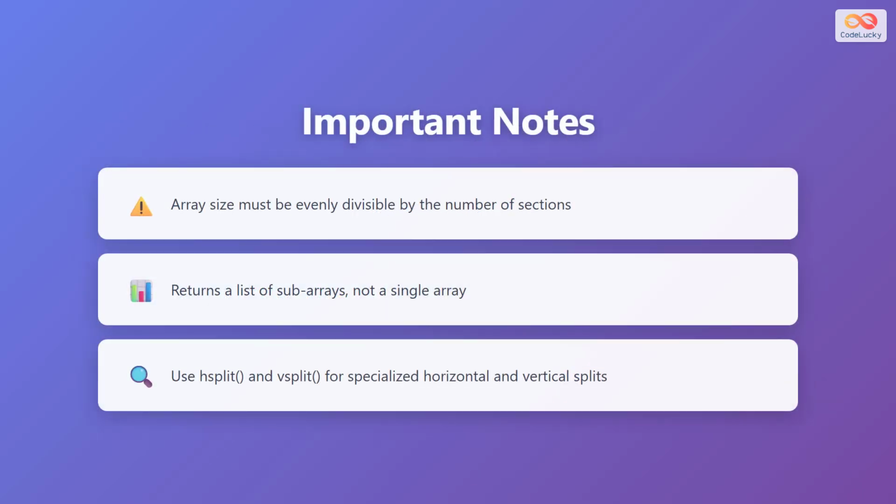Before we conclude, here are 3 important points to remember. First, when splitting into equal sections, the array size must be evenly divisible by the number of sections, otherwise NumPy will raise an error. Second, np.split always returns a list of subarrays, not a single array. Third, for specialized splitting operations, NumPy provides hsplit for horizontal splits and vsplit for vertical splits, which can make your code more readable.